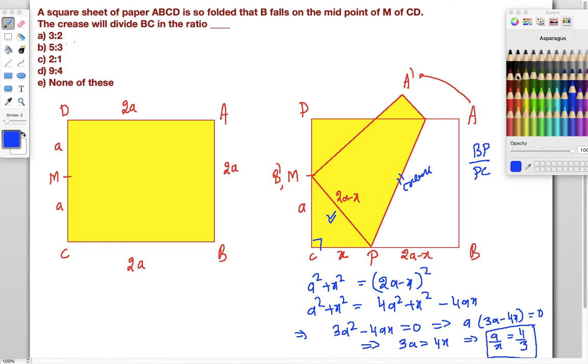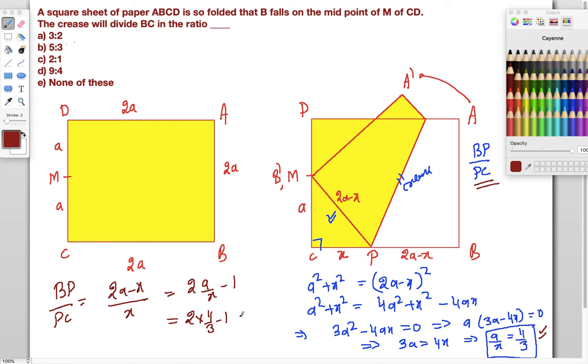Now we need to find the ratio of BP upon PC. So what is the length BP upon PC? BP is equal to 2a minus x, and CP is nothing but x. So that will be equal to 2a by x minus 1. And the value of a by x is equal to 4 by 3, so you can substitute it here: 2 into 4 by 3 minus 1. So 8 by 3 minus 1 will be equal to 5 by 3. So this is the correct answer. The correct answer for this question is 5 by 3, which is option B.